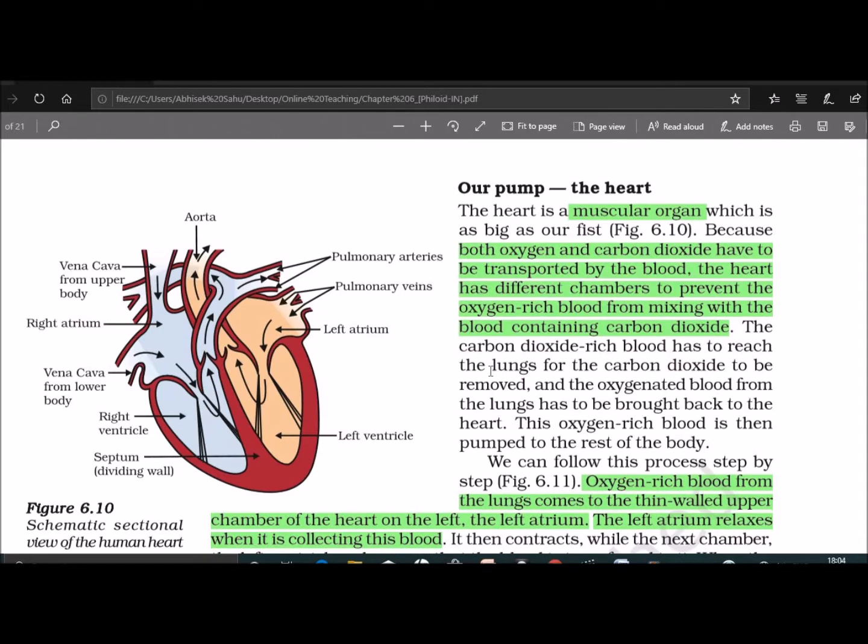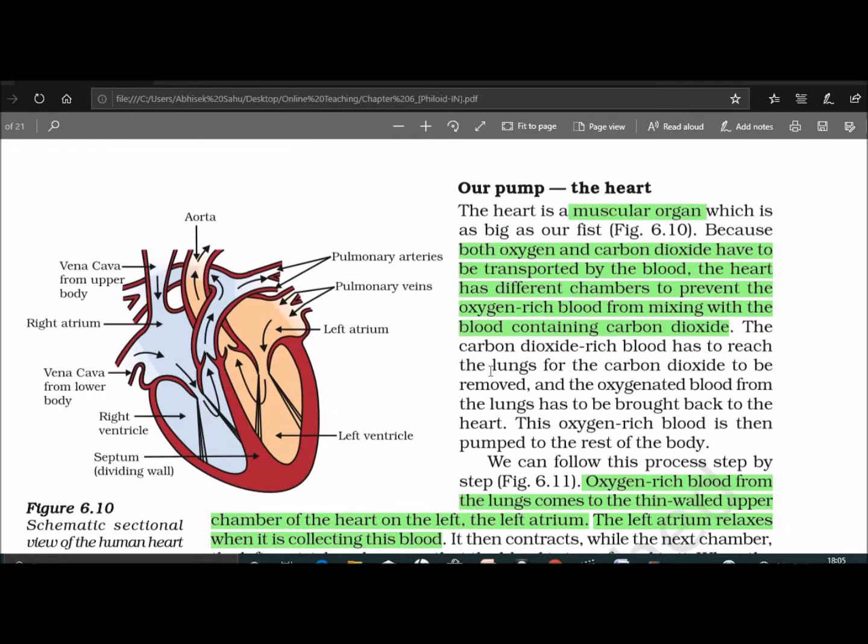First, we will read about the heart. It is a muscular organ big as our fist, reddish brown in color and situated in between the lungs. It has different chambers to prevent the oxygen-rich blood from mixing with the blood containing carbon dioxide.